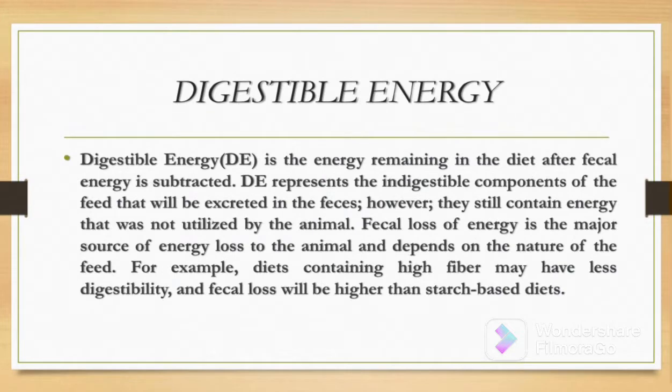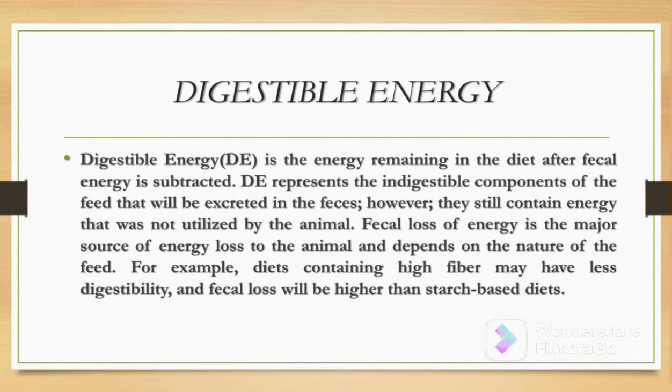So now let's move on to digestible energy. Digestible energy, or DE, is the energy remaining in the diet after fecal energy is subtracted. DE represents the energy of the feed after the indigestible components that will be excreted in the feces are removed. However, the feces still contain energy that was not utilized by the animal. Fecal loss of energy is the major source of energy loss to the animal and depends on the nature of the feed. For example, diets containing high fiber may have less digestibility. The fecal loss will be higher than with starch-based diets.